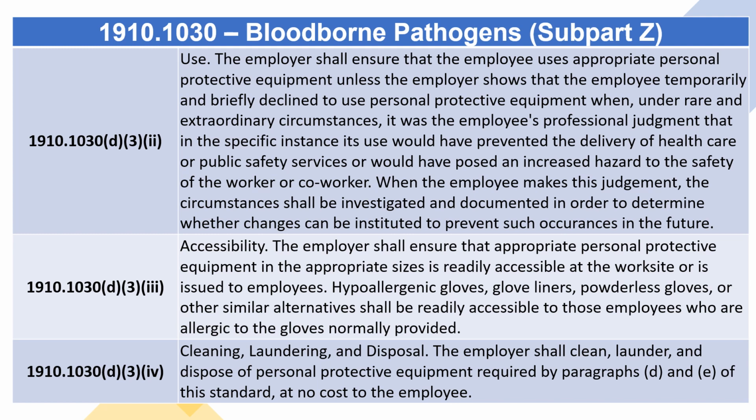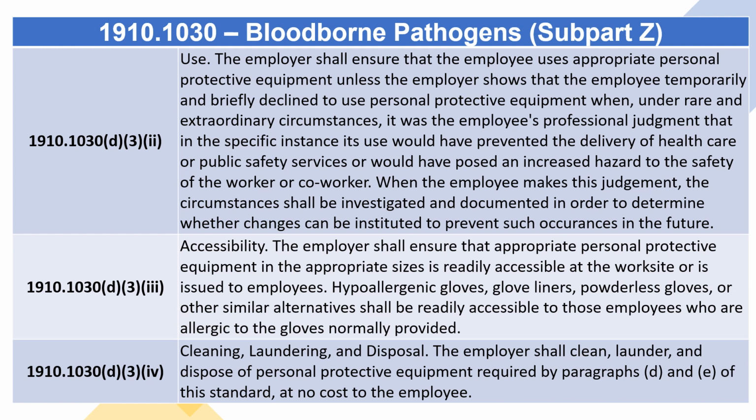Accessibility. The employer shall ensure that appropriate personal protective equipment in the appropriate sizes is readily accessible at the worksite or is issued to employees. Hypoallergenic gloves, glove liners, powderless gloves, or other similar alternatives shall be readily accessible to those employees who are allergic to the gloves normally provided.